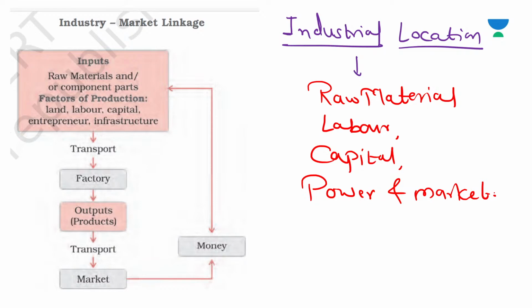It is rarely possible to find all these factors available at one place. Consequently, manufacturing activity tends to locate at the most appropriate place where all the factors of industrial location are either available or can be arranged at lower cost.